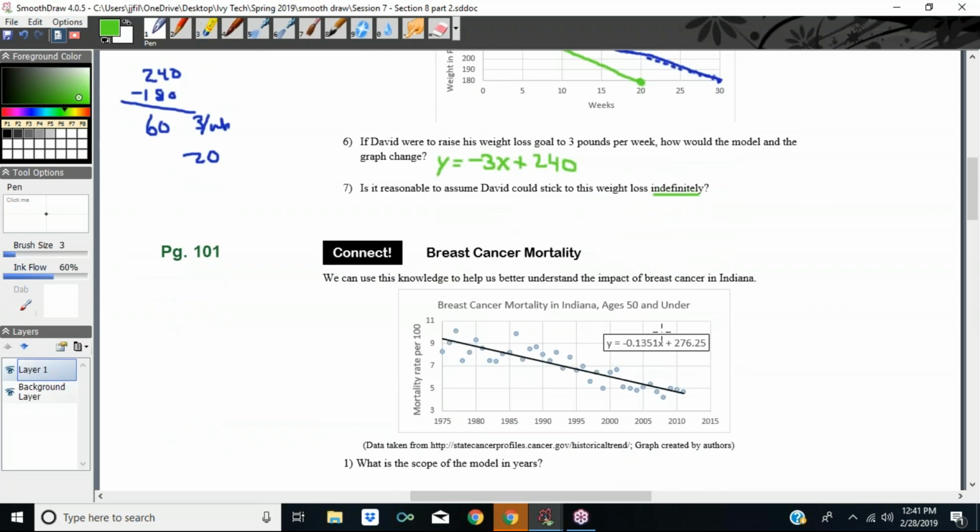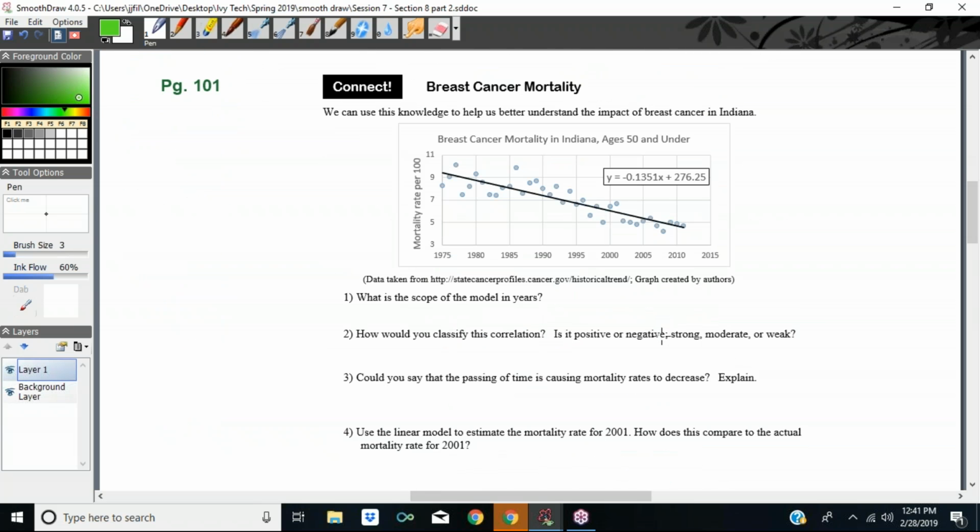Okay. So let's look at another example here with breast cancer mortality. And we'll do this one together and then I'll give you one to do on your own. Okay. So let's see. We have this graph here and it has the mortality rate per 100 on the left. So that would be like a percentage. And on the bottom, it looks like it's the year.